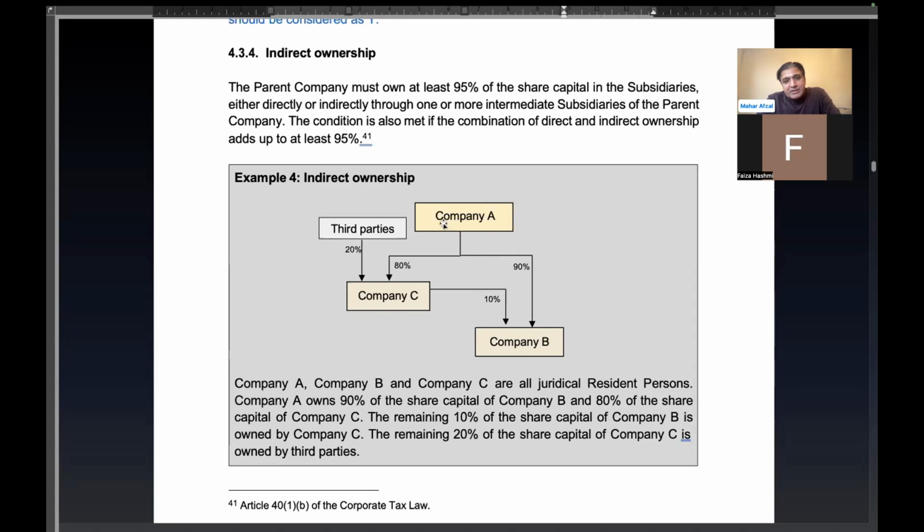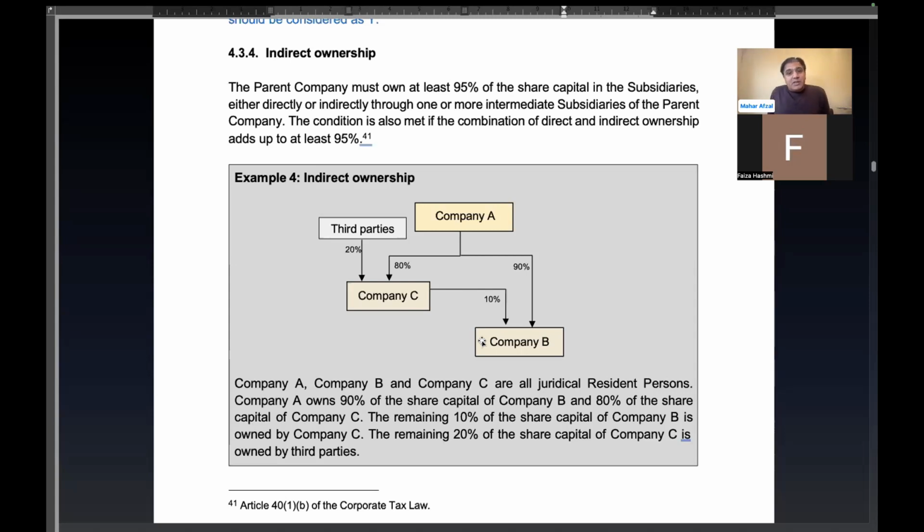C is not a subsidiary of A. It isn't given in the law. C is not a subsidiary of A because A is not holding 95% in C. So this link has been broken here, and this is the reason that A is not holding the indirect 8% in B. This is quite strange for me. Maybe some more clarification will come, or otherwise we need to stick to it.